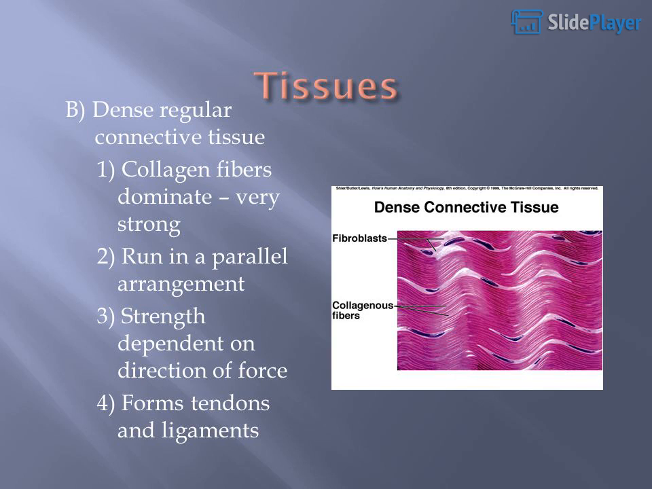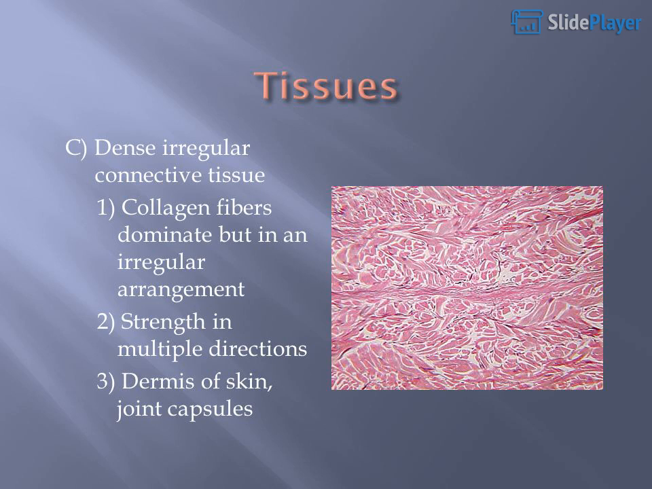B. Dense regular connective tissue. 1. Collagen fibers dominate, very strong. 2. Run in a parallel arrangement. 3. Strength dependent on direction of force. 4. Forms tendons and ligaments. C. Dense irregular connective tissue. 1. Collagen fibers dominate but in an irregular arrangement. 2. Strength in multiple directions. 3. Dermis of skin, joint capsules.